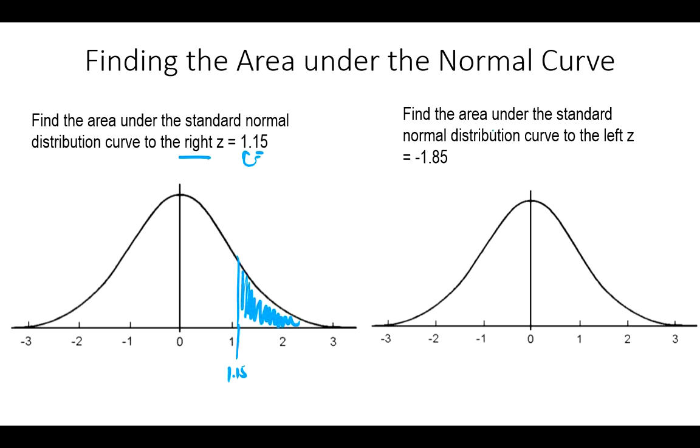Okay, next. Find the area under the standard normal distribution curve to the left, where Z is equal to negative 1.85. And 0.85 is malapit na siya kay negative 2. So, negative 1.85 to the left. So, ito yung kinukuha niyang surface area. Siya rin, ayan yung kinukuha niyang surface area.